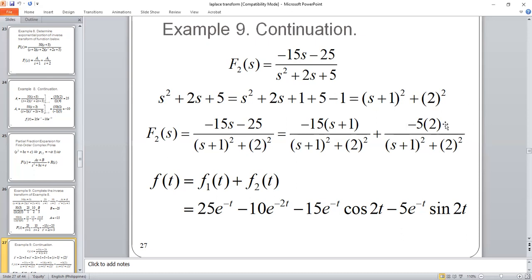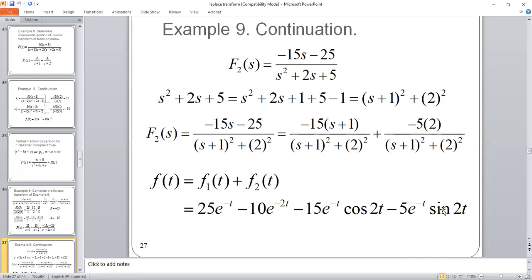If we have a constant in our numerator and our denominator is an s squared plus a constant, or a shifted s squared plus a constant, the numerator should be the constant that appears in the denominator. I'm referring to the omega. So if your omega is 2, then your numerator should also have a 2. So this is supposed to be negative 10, so it's now negative 5 times 2.